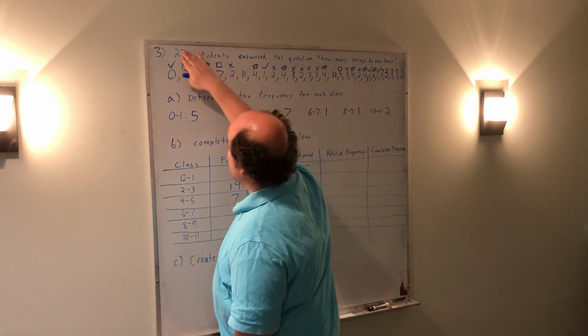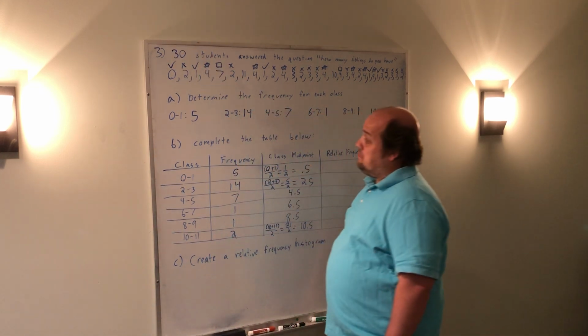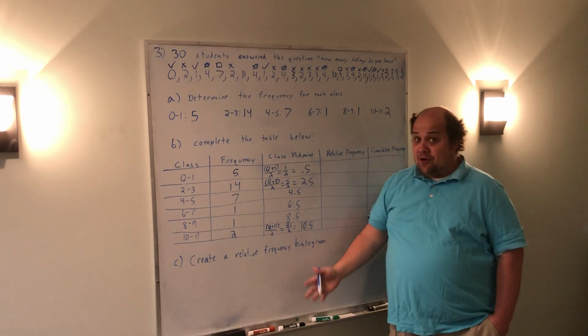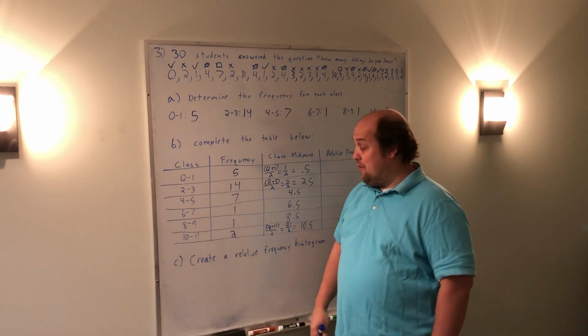So what went wrong is I labeled this wrong in this classwork. This really should say 30 students. Apologies. That is part of why you want to add up this frequency column, to make sure that you know what you were out of.